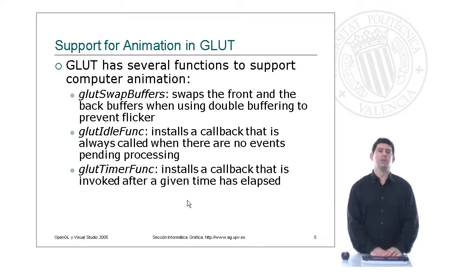The second function that supports animation in GLUT is glutIdleFunc. This function installs a callback that is called every time there are no events pending for processing. In fact, this may be called repeatedly as long as there are no events pending processing. The third function is glutTimerFunc that installs a callback that is invoked every time a given time has elapsed. We won't be using this function, but you may find it useful for your applications.